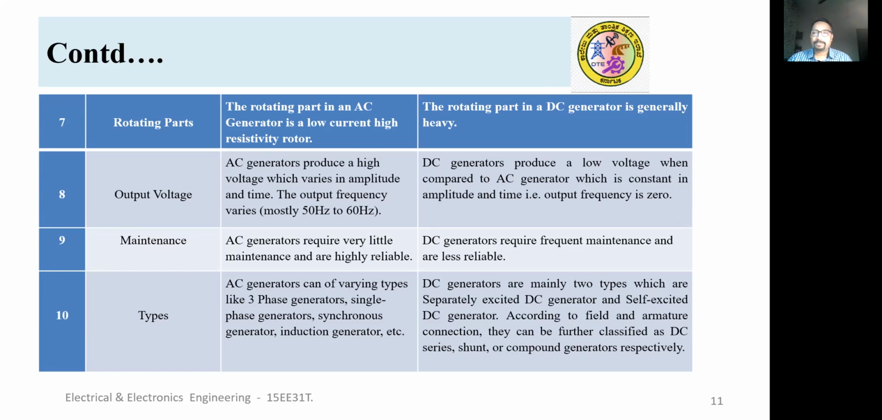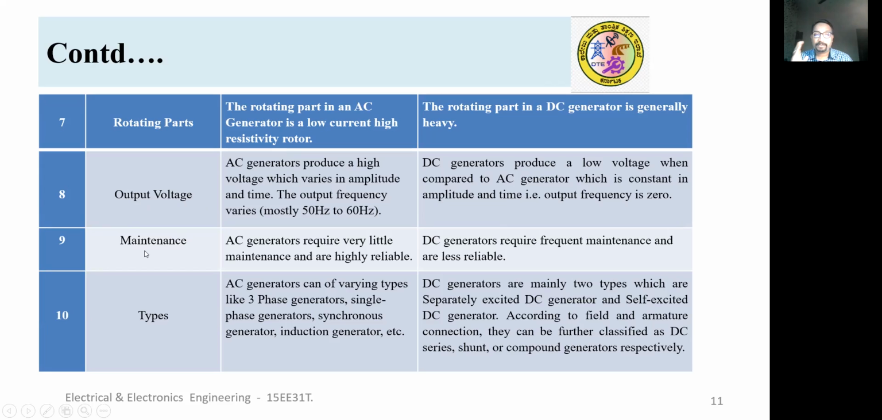But in the case of a DC generator, the output voltage magnitude or amplitude is fixed. That means in the case of DC, the direction is fixed with respect to time. Its amplitude is also fixed with respect to time. So that is the difference between an AC generator and a DC generator with respect to the output voltage.